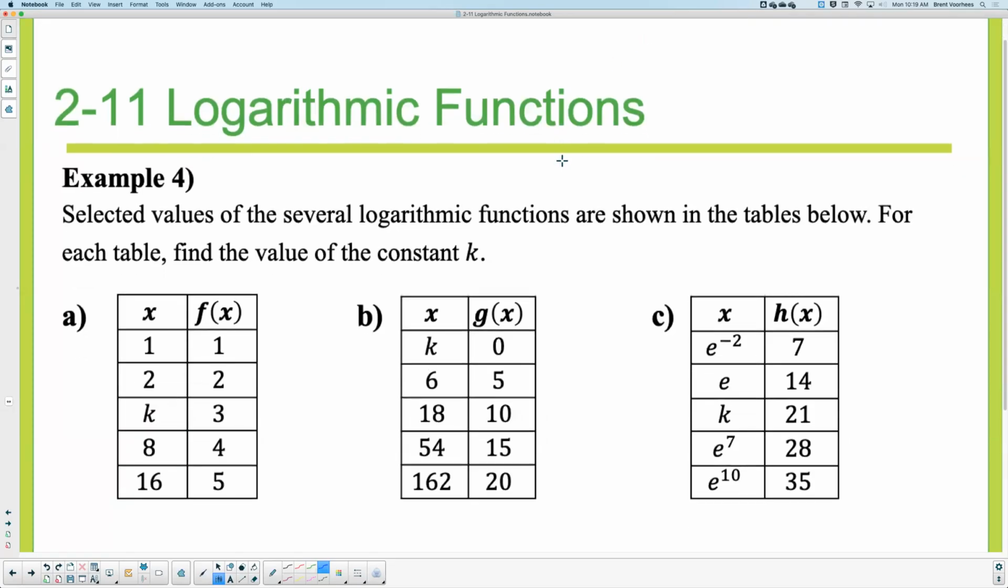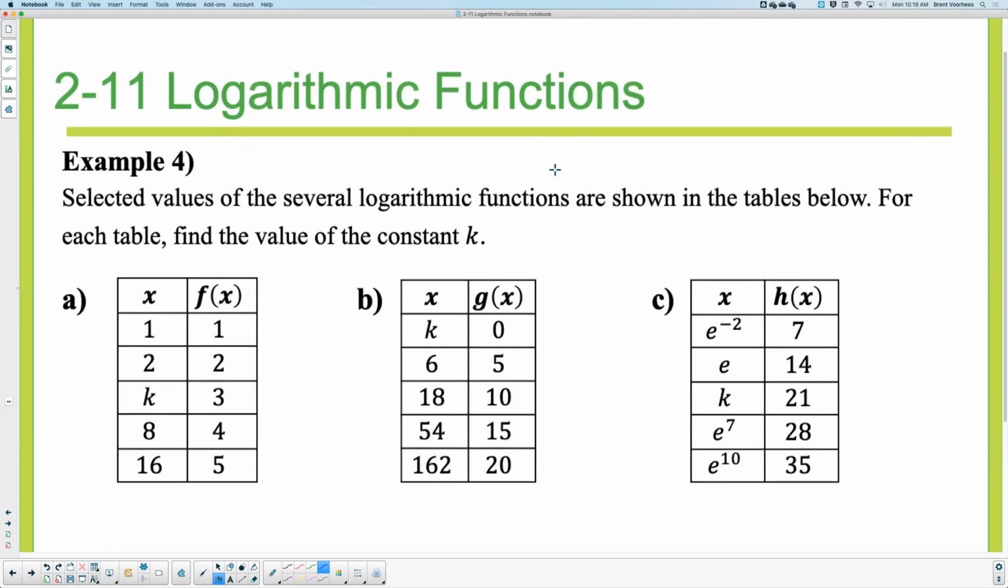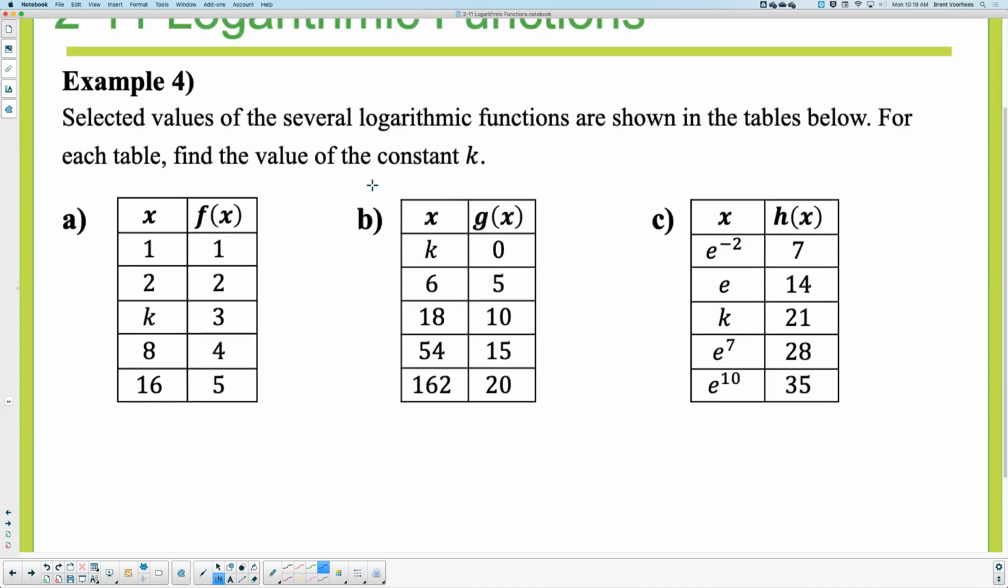All right, example 4. Selected values of several log functions are shown in the tables below. For each table, find the value of the constant k. Okay, so if we're dealing with logs, what does that mean is going to be happening to my x column?